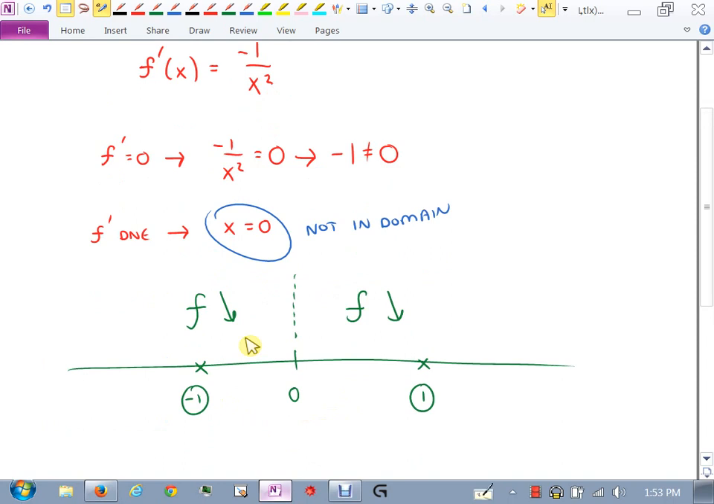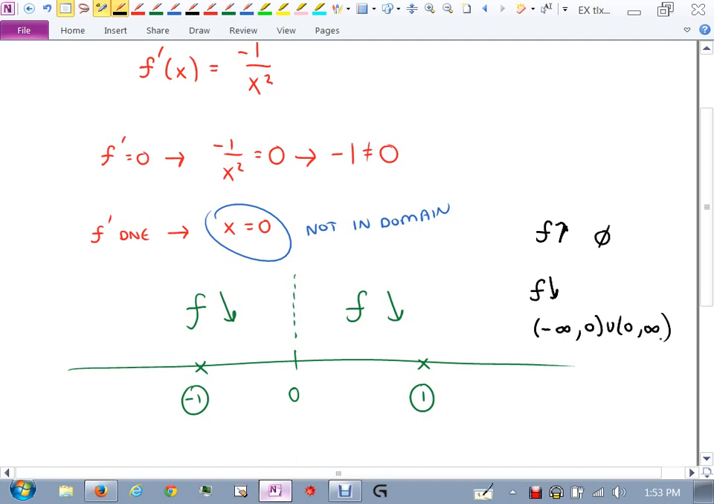Where does this have a local max? Local min? No, no, right? Where is it decreasing? Or where is it increasing? Nowhere. Where is it decreasing? Negative infinity to 0 union 0 to infinity. Again, because that 0 cannot be in the domain of the original function, you cannot all of a sudden include it as part of your answers later. That 0 is not allowed in any answer you put in. Understand?